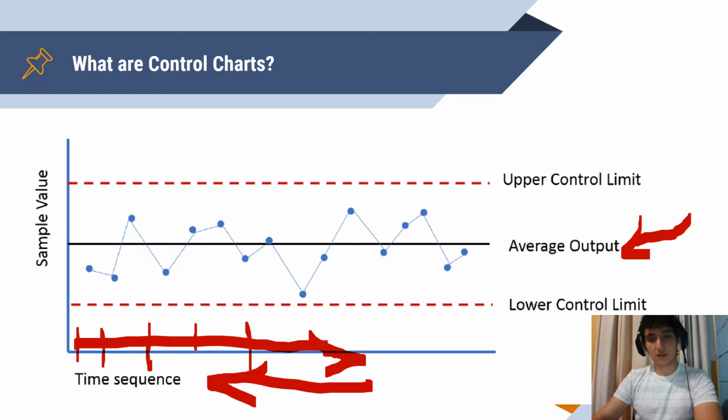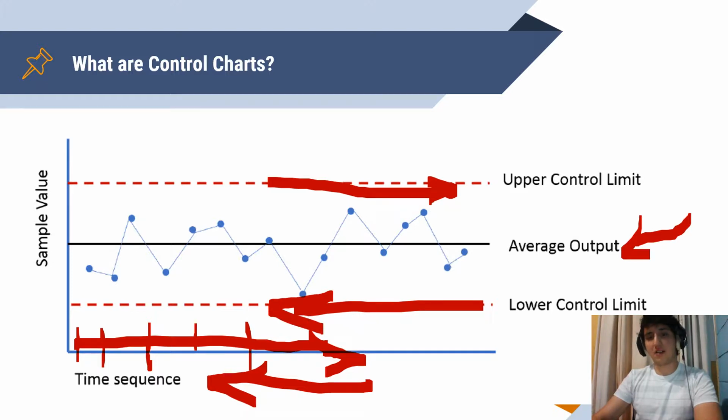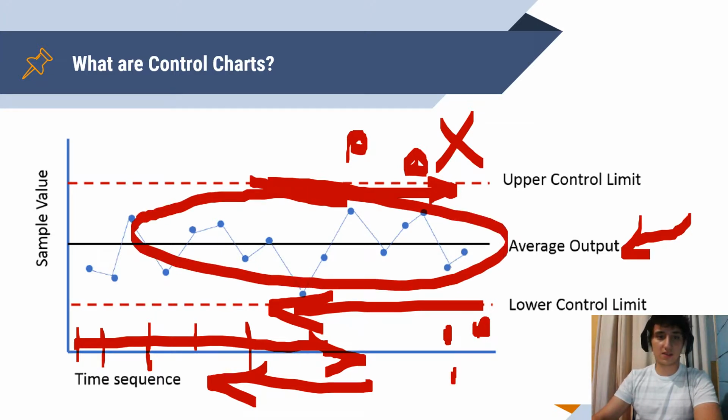Also, we have to set up control limits. Right here we have the upper control limit and the lower one. So if a mark goes up here, that's bad. We don't want that. And if a mark goes under the lower control limit, that's bad also. We want all the marks to be in this place. That's how we interpret control charts.